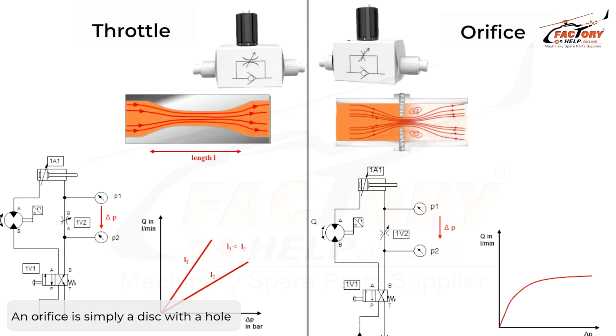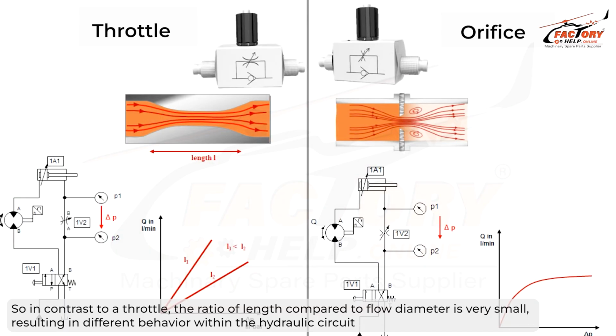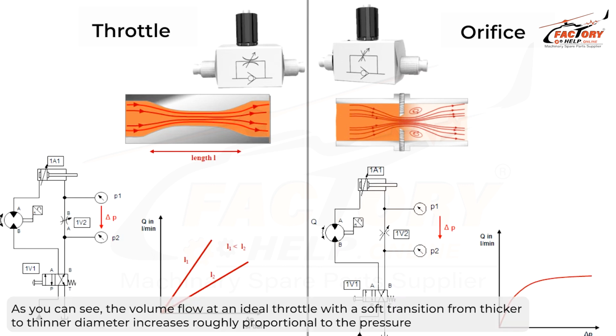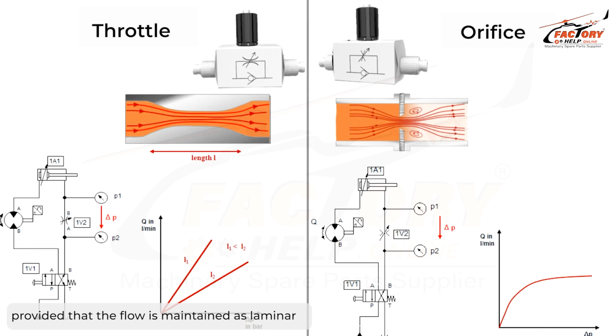An orifice is simply a disc with a hole, so in contrast to a throttle, the ratio of length compared to flow diameter is very small, resulting in different behavior within the hydraulic circuit. The graph below shows a comparison of the volume flow between a throttle and an orifice as a function of the pressure difference. As you can see, the volume flow at an ideal throttle with a soft transition from thicker to thinner diameter increases roughly proportional to the pressure, provided that the flow is maintained as laminar.